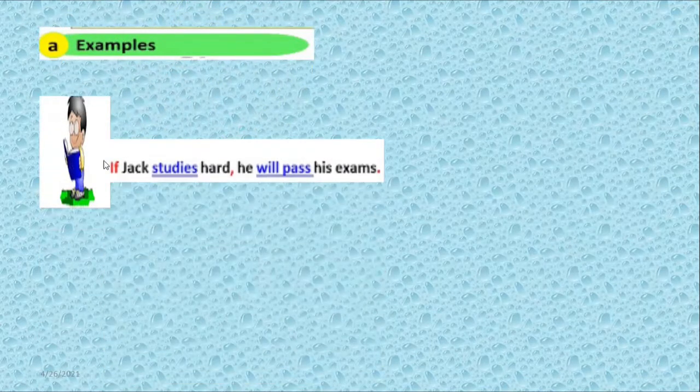Number 1. Look at this boy. His name is Jack. If Jack studies hard, he will pass his exam. As you see, this is a conditional structure. We have two clauses, the first one and this is the second one. The first clause we call the if clause, and the second one is called the main clause or result clause.